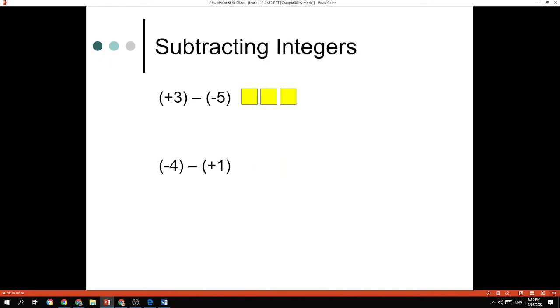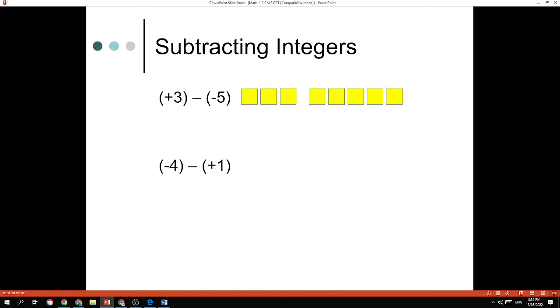The same process as this. I cannot take away -5 because I don't have red squares there. So I'll be adding zero pairs. How many zero pairs will I add? I'll be adding 5 zero pairs, so that I have 5 red squares that I can take away. Taking away -5 there, the result is 8 yellow squares, which means positive 8.